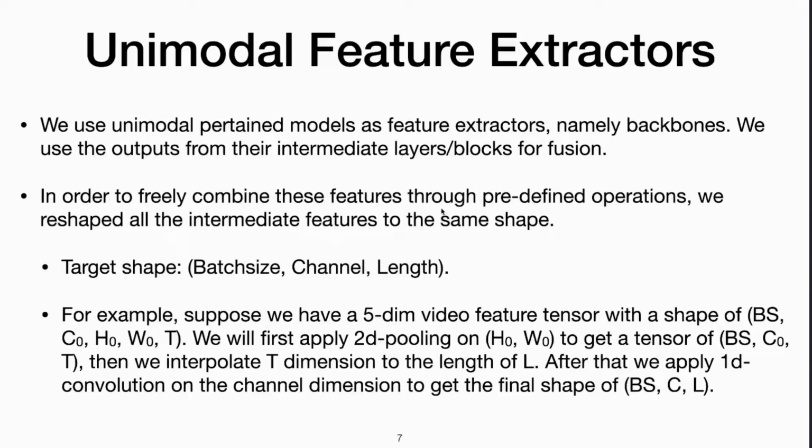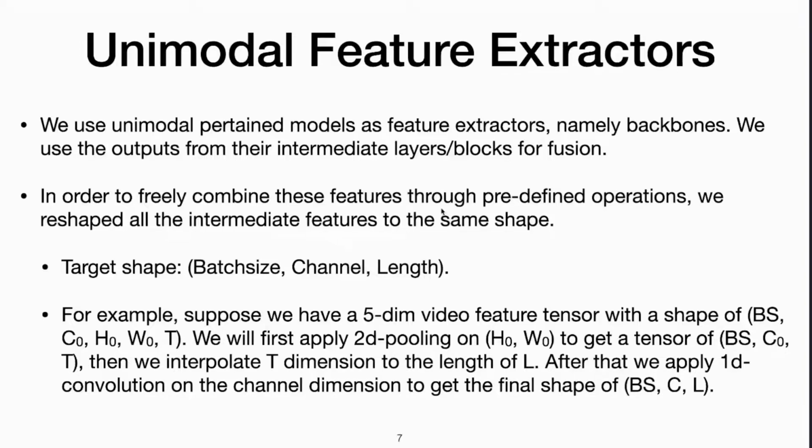So for example, if we have five-dimensional video feature tensors, we will apply the pooling operation on the spatial dimension, and we will apply the interpolation on the time dimension. And then we will have a 1D convolution on the channel dimension so that we can get a final desired shape.